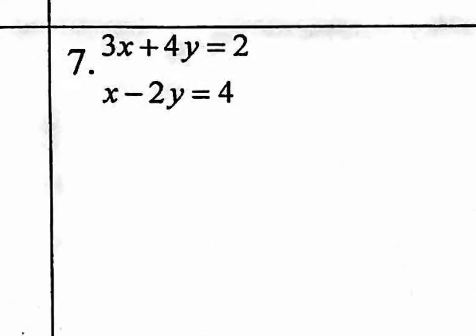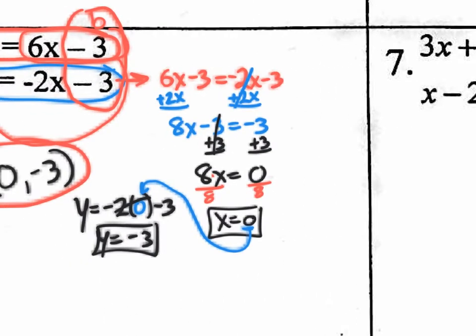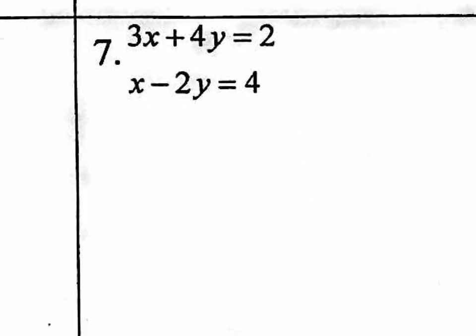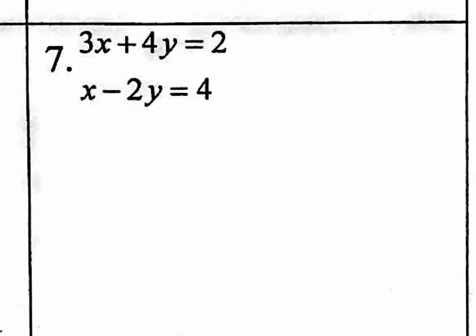So far we've learned two methods, substitution and graphing, and it's a good idea to just think about which method is better for you, which is a quicker method to do. And if they are both set up in y equals mx plus b like number 6 is, you might as well use graphing, especially if you have the same b value or the same m value.